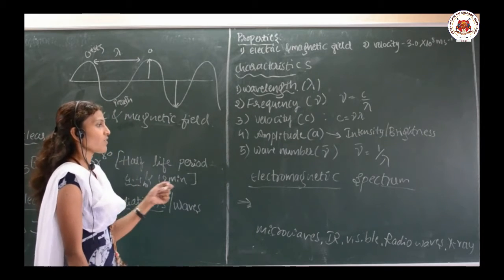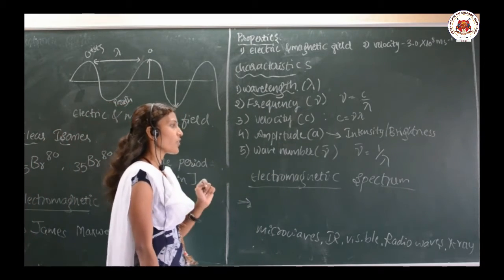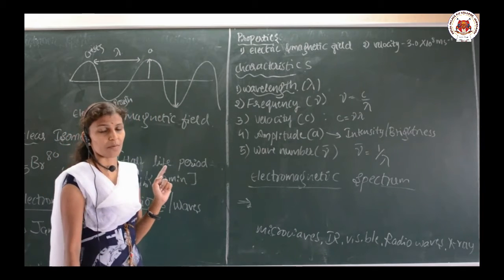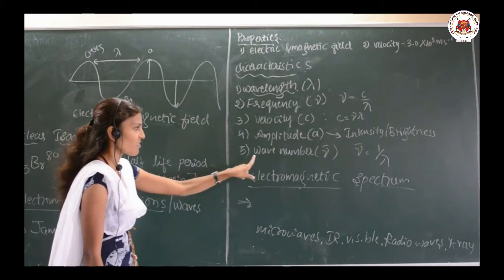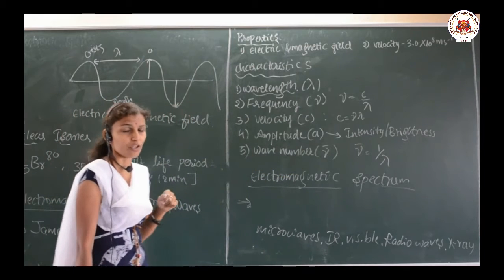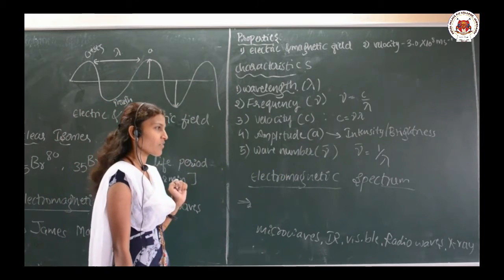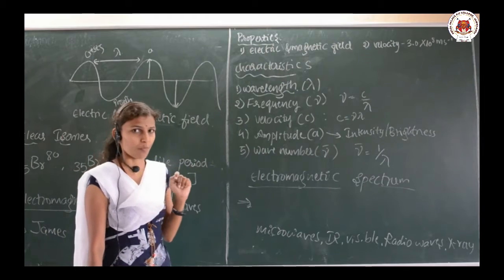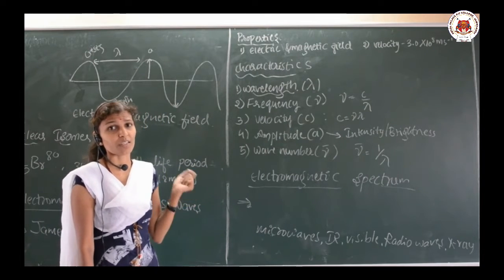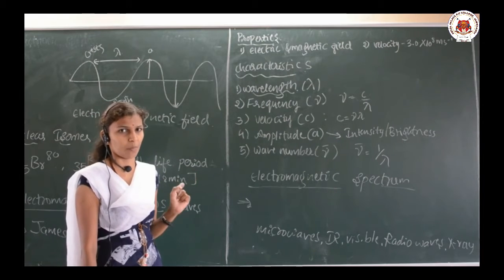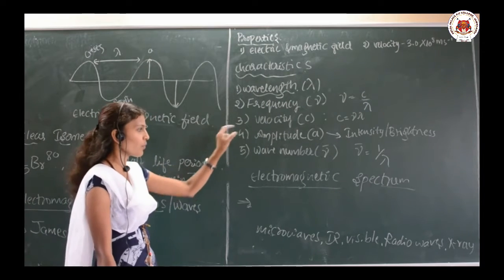And last one is wave number. Wave number is indicated by nu bar. That is, the number of wavelengths per centimeter is called wave number. Nu bar is equal to 1 by lambda is the formula for the wave number. So all these are the characteristics of the electromagnetic waves or radiation. I hope you got the points.